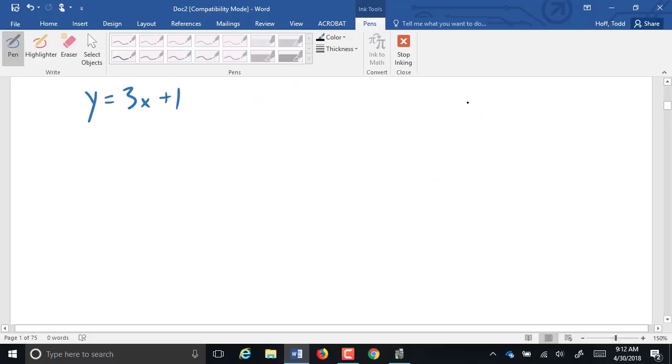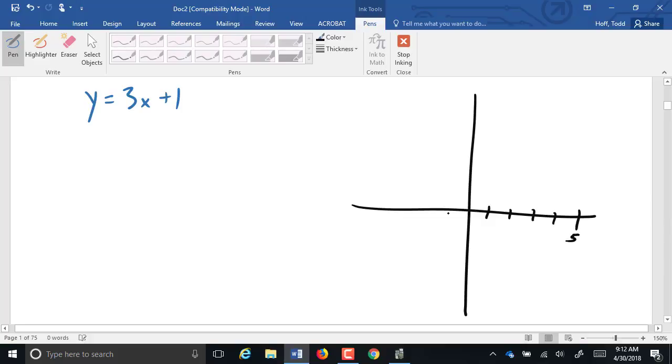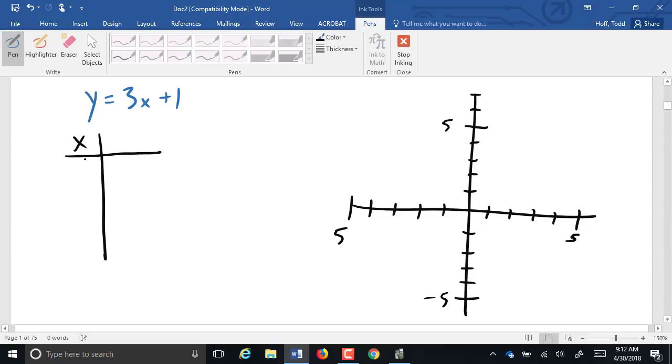So what I can do is I can turn it into a graph. To graph it, I have to figure out what those points are going to be on the graph. And to do that, I make a table. And what I'm going to do is I'm just going to pick values for x, and then I'm going to figure out what y has to be.